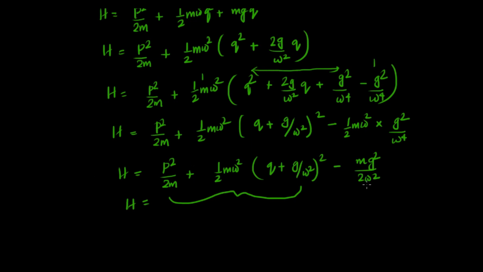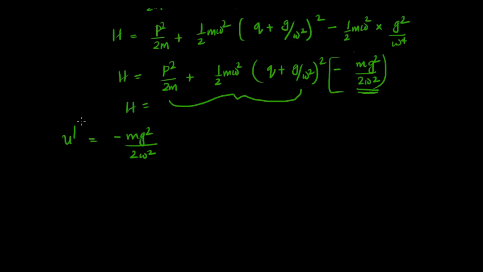And you can see this extra term here. This is actually the perturbed energy term that we are going to find. That is the term we are looking for. This, that is U prime, we got it as minus mg square by 2 omega square, right? So it's very easy now.